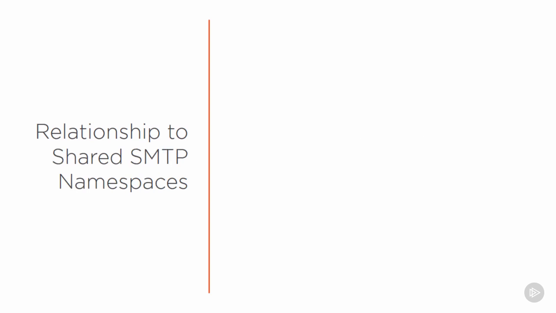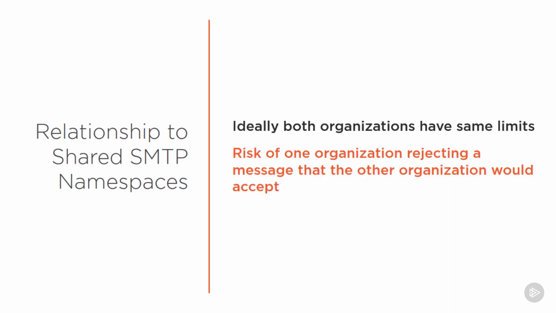Message size limits also need to be carefully considered for shared SMTP namespaces. Ideally, both organizations for a shared namespace will have the same message size limits. This avoids issues where one organization that first receives the message might reject it due to the size, even though the other organization that actually has the recipient that the message was addressed to would have accepted that size message.